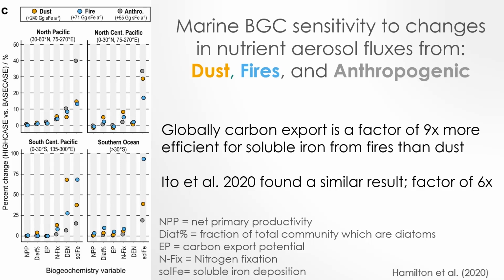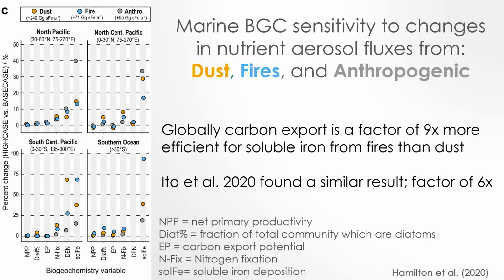And if you don't take home any other particular message from today, the take home message here is that when we did that, we actually found that carbon export in the model is a factor of 9 times more efficient for the fire iron than for the dust iron. So that means that every gram of iron that you're putting in from a fire source, we're getting 9 times more CO2 sequestered than from the dust source in the model.